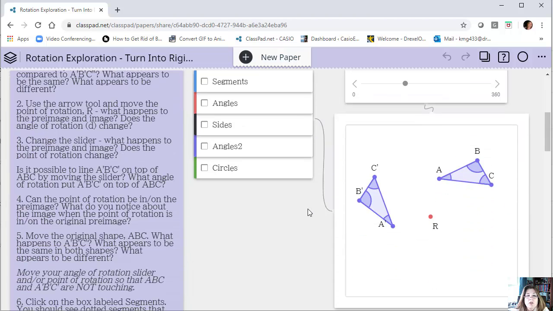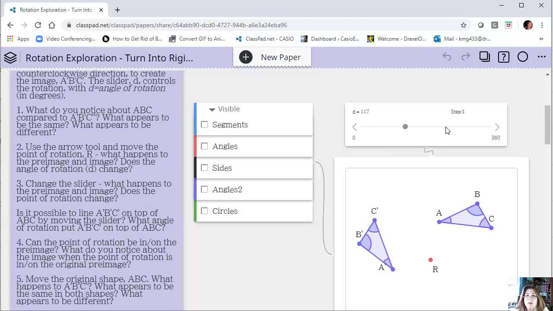So as you scroll down, you can see that the image here is of a triangle ABC that has been rotated around a point R, the rotation point. And it now has this image, so preimage and image, A prime, B prime, C prime. And basically we're going to explore what's the same, what's different, what is a rotation doing to the original shape.